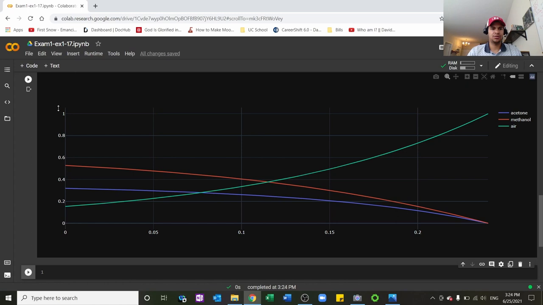Now, these are our mole fractions here on the left, or on the y-axis, from 0 to 1. And on the right axis, we are moving from where z equals 0 to where delta is 0.2. Now, air at the beginning, and then the initial mole fractions of acetone and methanol, and then as they move up the beaker, their mole fractions are going to decrease because at the screen, essentially, the mole fractions of methanol and acetone are zero.